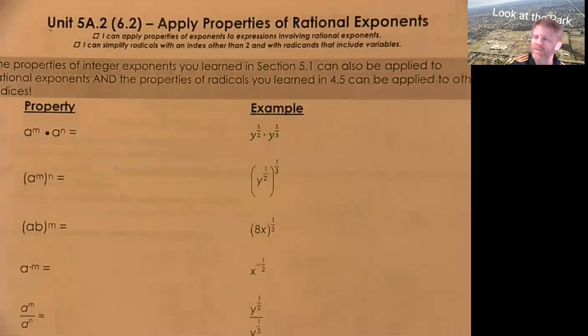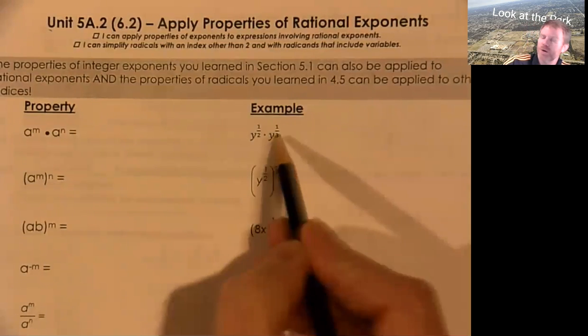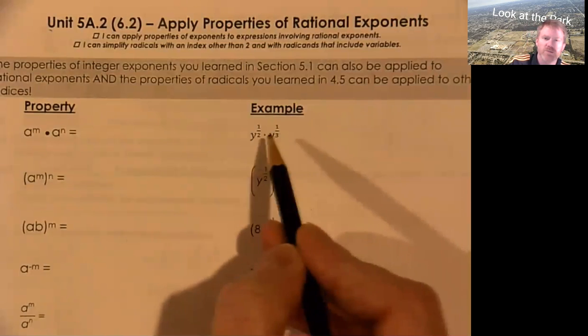So here we're working with Algebra 2 with trig and Unit 5A.2. These are properties we've learned before, but now we're discussing these with our rational exponents. Fractional exponents are rational exponents.